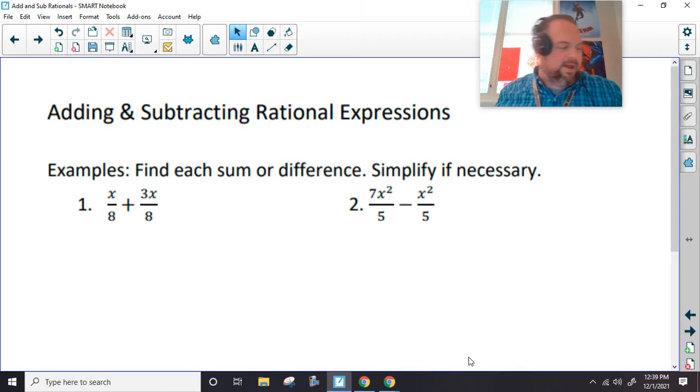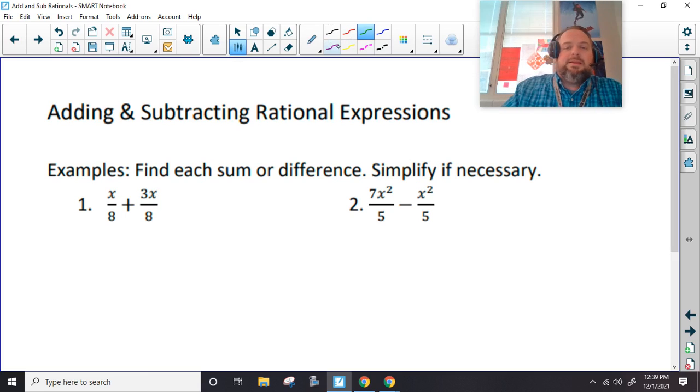We are back for Algebra 2 with statistics. Today we're going, well, at least I'm going over, I don't know if other students are paying attention. That's the struggle in 2021. We are actually adding and subtracting rational expressions.